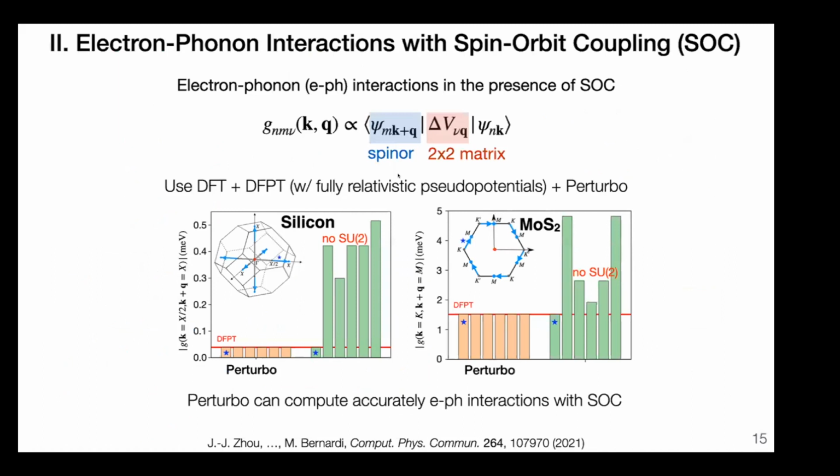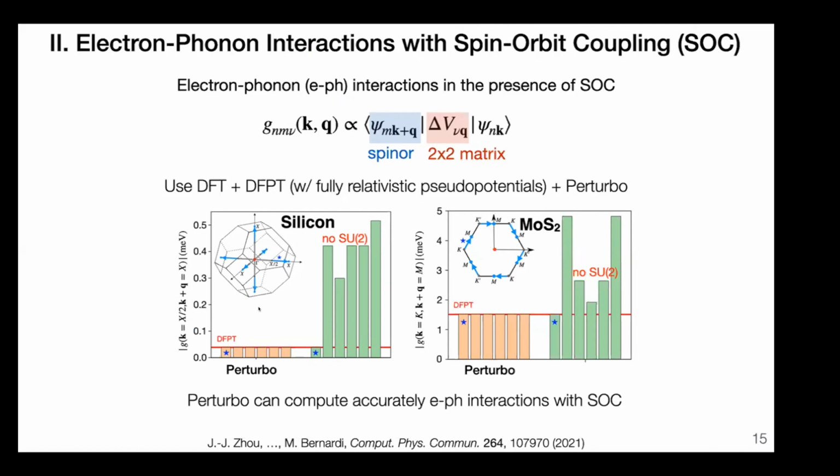Another essential piece of physics, for example, when studying materials with heavier atoms, is spin-orbit coupling. In DFPT and DFT, that can be handled by using fully relativistic pseudopotentials, which include the atomic contributions of spin-orbit coupling in the pseudopotential. And so the electron-phonon perturbation becomes a matrix in spin space, and the wave function becomes a spinor. So the matrix elements can still be computed.